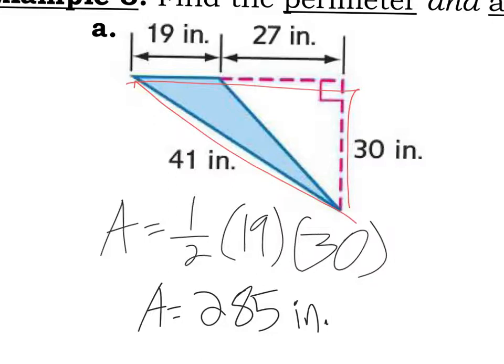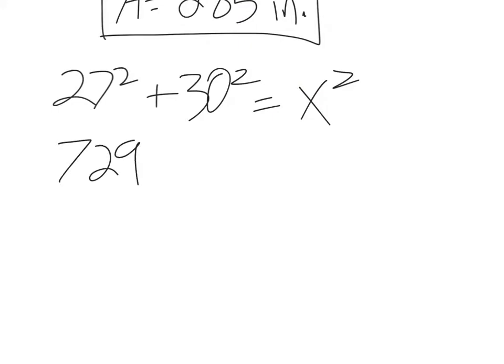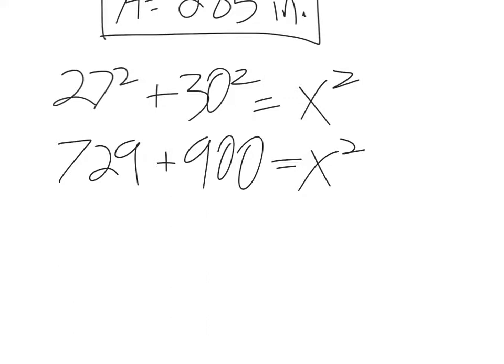Now for the perimeter, we're going to have to use the Pythagorean theorem again because we know 19 and 41, but we do not know this side here. What we do know is that 27 and 30 are two legs of a right triangle. So this side right here would be the hypotenuse of that triangle because it is opposite of the right angle. I'm going to set it up as 27 squared plus 30 squared equals x squared. 27 squared is 729, 30 squared is 900, and x squared just stays the same. Add together 729 and 900, and that gets you 1629.